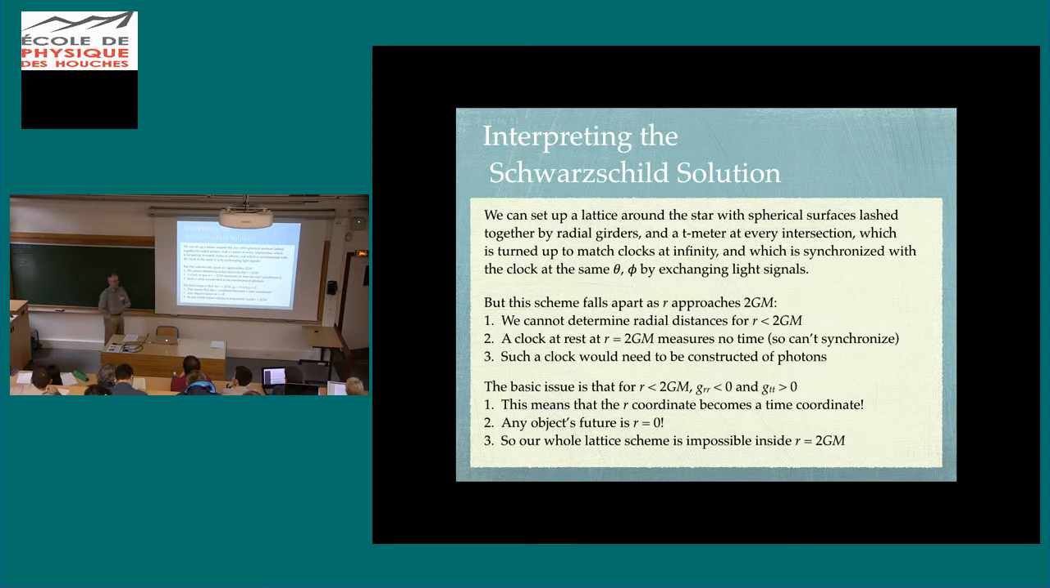Now, as Eric has been talking about, we get into trouble with this at r less than 2GM, because g_rr then becomes negative and g_tt becomes positive.